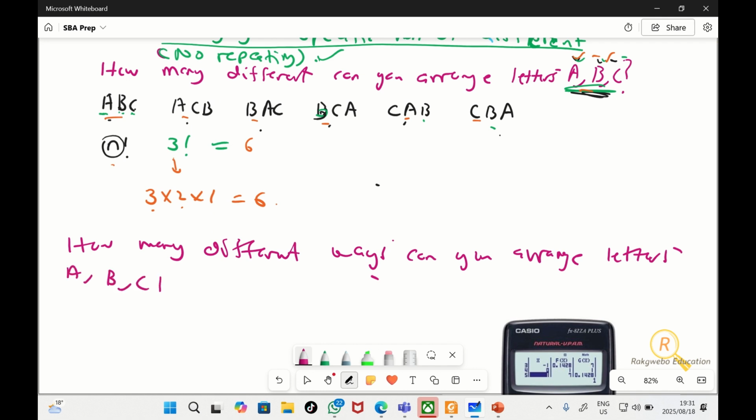They kill me. How many different ways can you arrange the letters A, B, C, D? In other words, I'm asking you with no repeating. In other words, I'm asking how many 4-letter words can you create out of those 4 letters? Let's go. Can you guys do it for me? Just 1 minute to calculate it. Since you guys know the shortcut, you don't have to do this because it's going to take a bit of time. So just get straight to the answer.